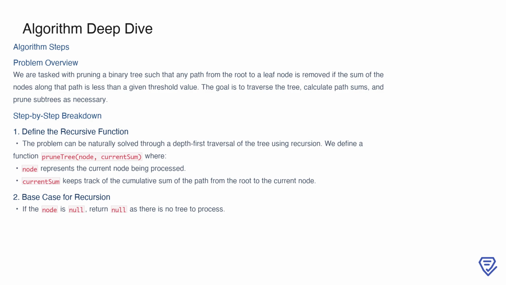The recursive function, which we'll call pruneTree, takes two arguments: node, representing the current node, and currentSum, which tracks the cumulative sum along the path from the root to the current node. The first step of the recursion is to handle the base case. If the current node is null, this means there's no tree to process, so we simply return null. This forms the foundation of our recursive approach.